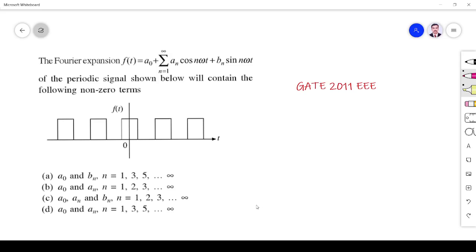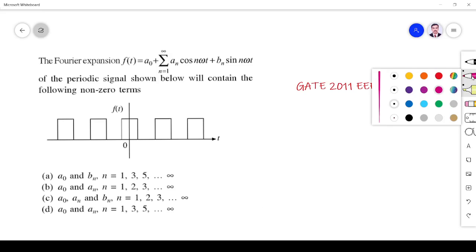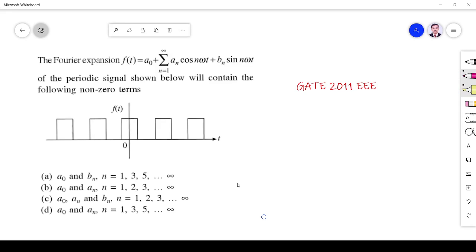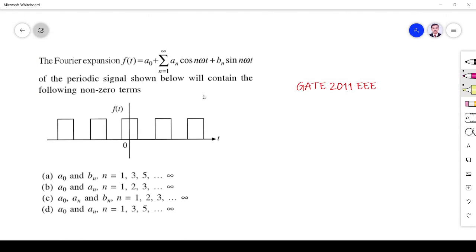Hi friends, in this video let us solve a signals and systems question asked in GATE 2011 paper 3. The question is: the Fourier expansion f(t) = a0 + summation n goes from 1 to infinity of (an cos n omega t + bn sin n omega t) of the periodic signal shown below will contain what non-zero terms.